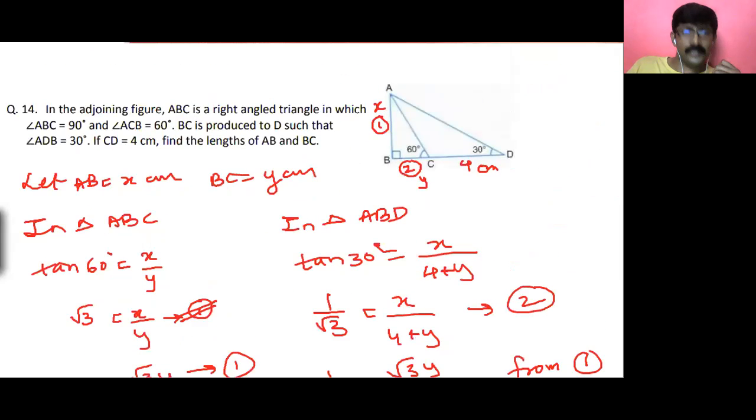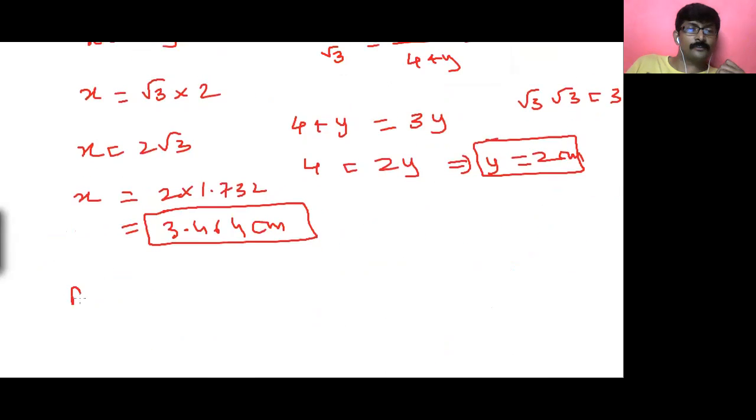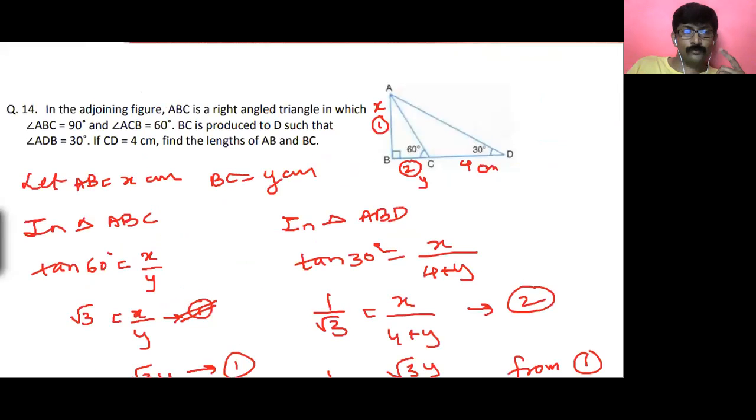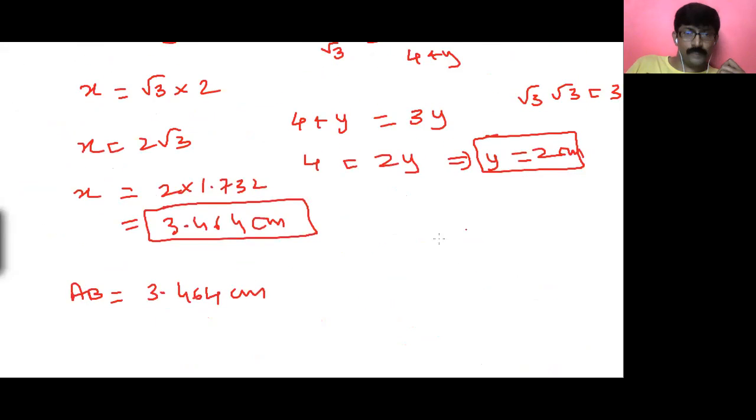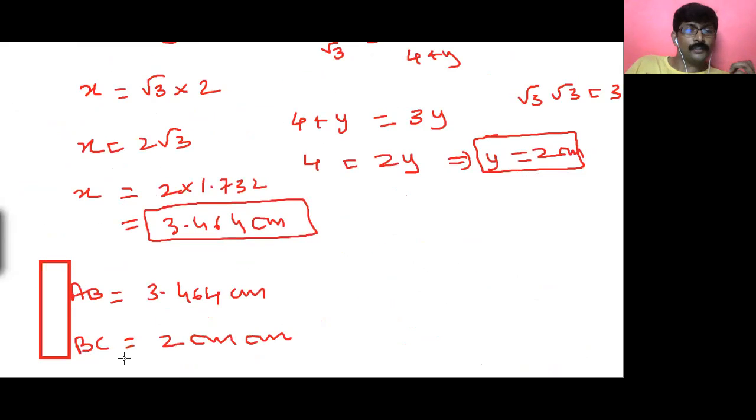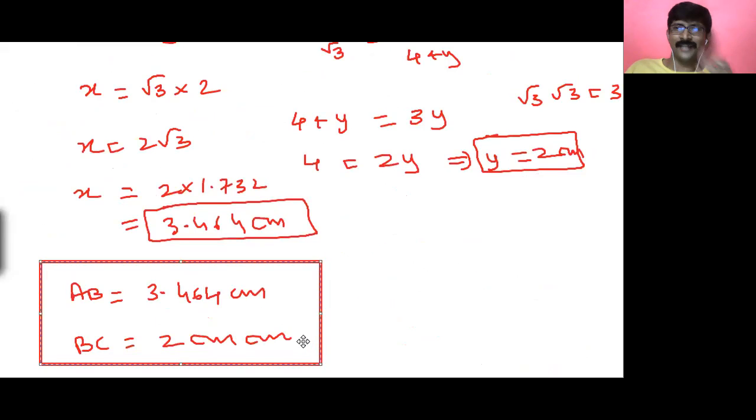ये x क्या है बच्चों? AB है. सो यहाँ पर लिख देंगे AB is equal to 3.464 centimeter and BC is equal to, right? Y was BC. So BC is equal to 2 centimeter. And that is how, students, we finished and we figured out the full answer. I hope you understood, and that's how you're going to get full 4 marks.